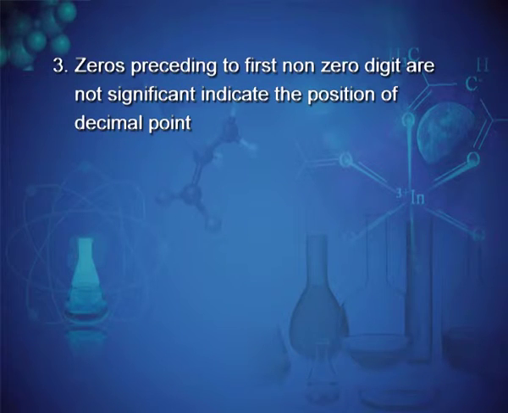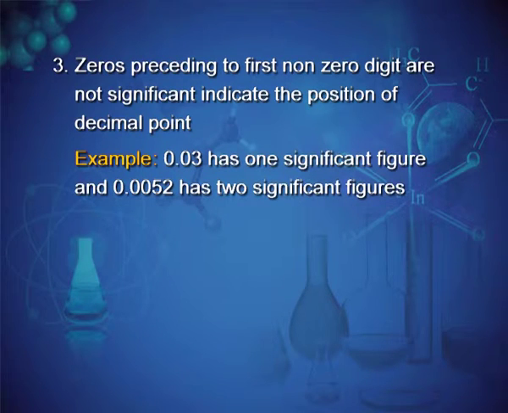Zeros preceding the first non-zero digits are not significant. Such zeros indicate the position of the decimal point. This is the third rule of significant figures. We will take a simple example: 0.03 has 1 significant figure and 0.0052 has 2 significant figures.